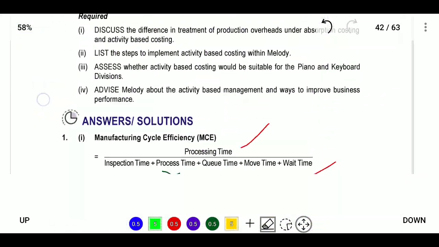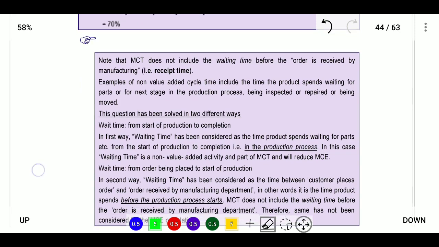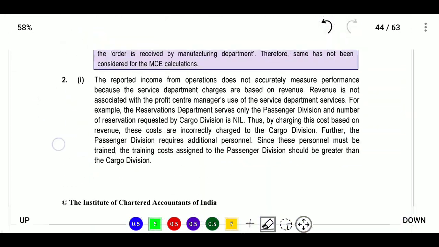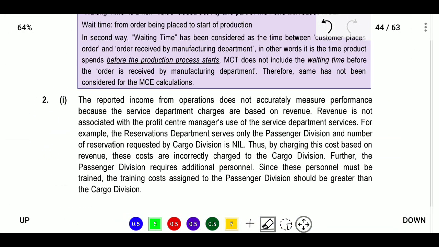Question number 2. The first answer provided was that the operating income does not accurately measure performance because the service department charges are based on revenue. Revenue is not associated with the profit centers' use of service department services. For example, the reservation department serves only the passenger division, but the number of reservations requested by the cargo division was nil. But they are charging the expenditure.